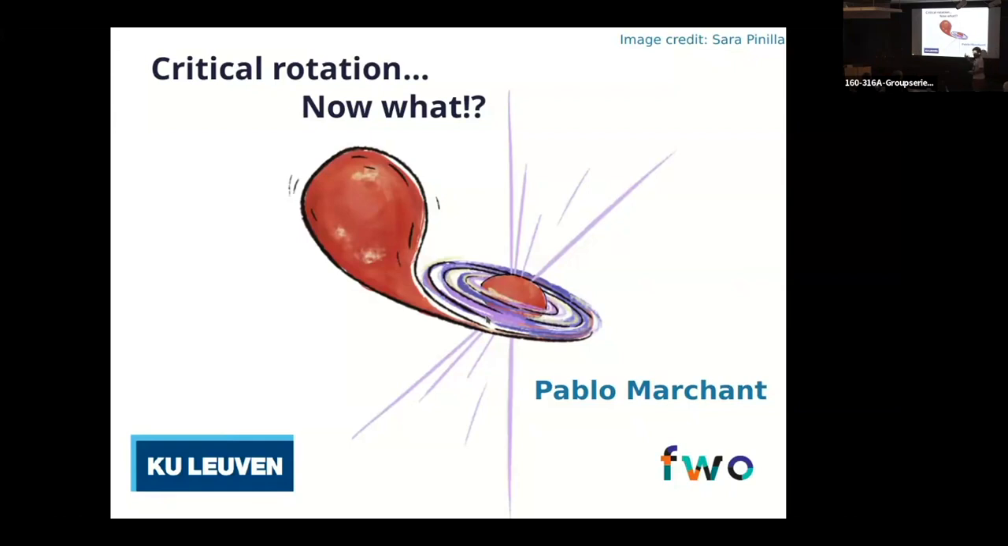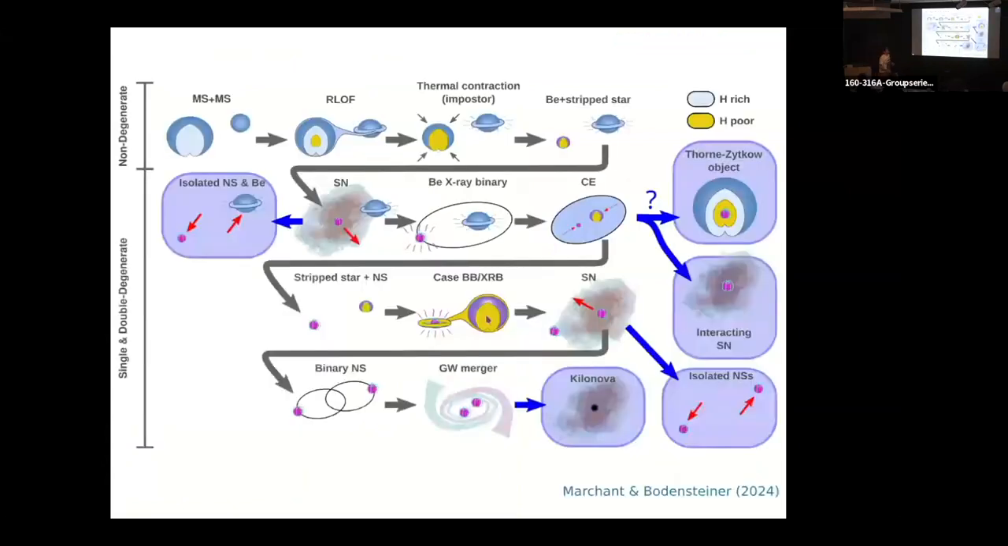Well, critical rotation, now what? That's the question. So this is taking forever to change. Are you supposed to change? Yes, I need to point at it. So just a bit of self-publicity.